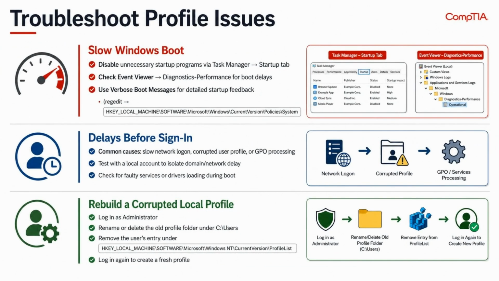Moving on to troubleshooting user profiles. A slow Windows boot can be addressed by disabling unnecessary programs in the Task Manager Startup tab. You can also inspect the Event Viewer's Diagnostics performance log for specific delays, or enable verbose boot messages in the registry for more detailed feedback during startup.